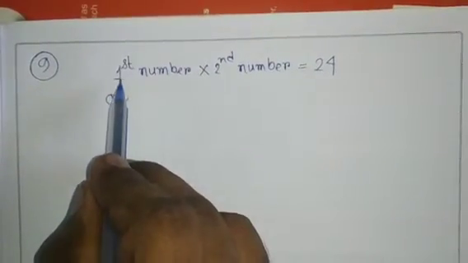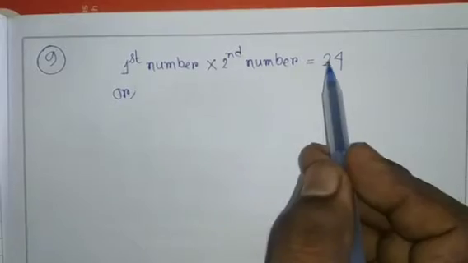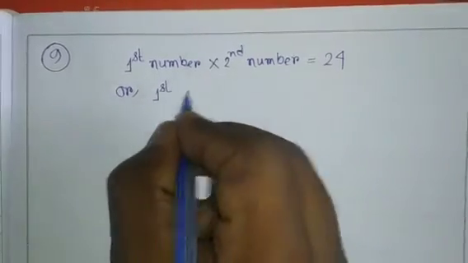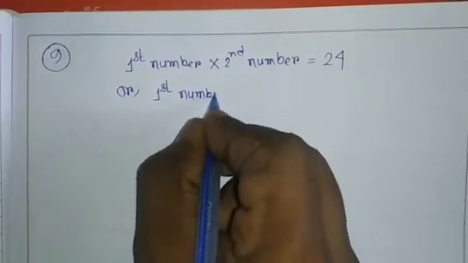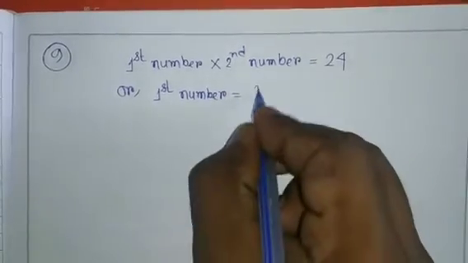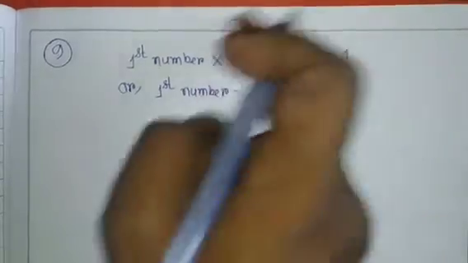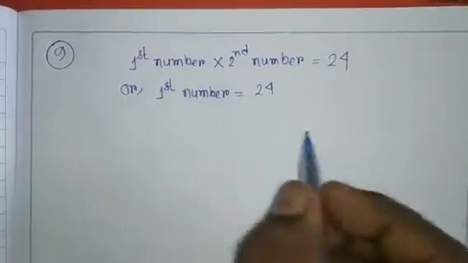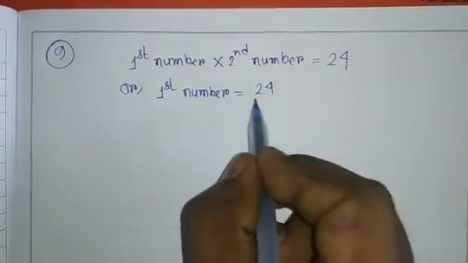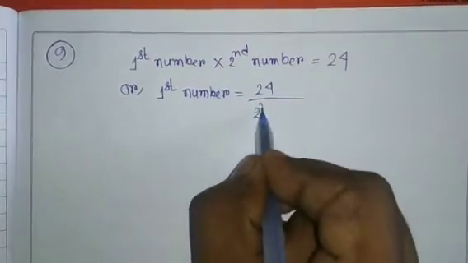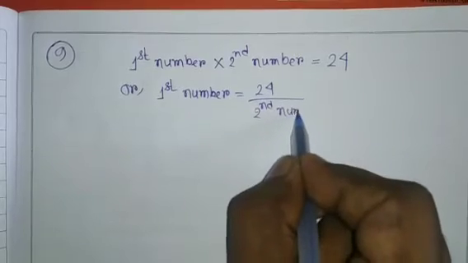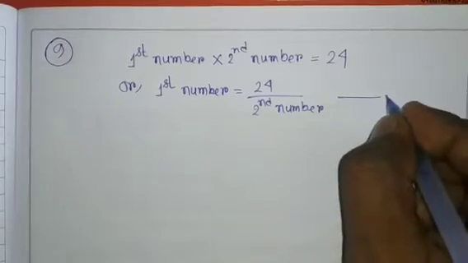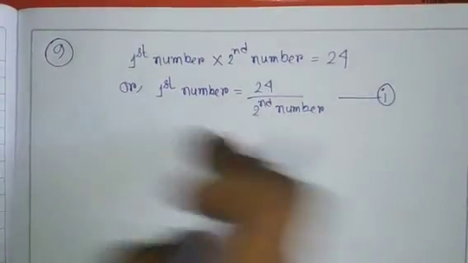So I have listed the first condition. It says first number into second number is 24. From here, what can we write? First number will be equal to 24 divided by the second number, because on the left side the second number was multiplied. That means if I take this to the right side, it will be divided. That is 24 by second number. Alright, I'm marking this equation number 1.